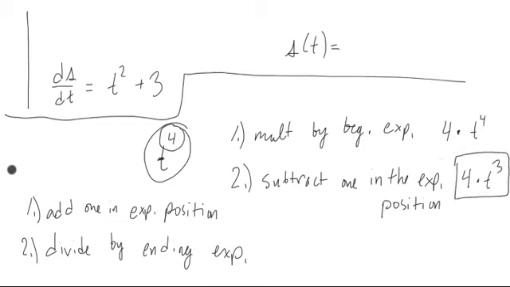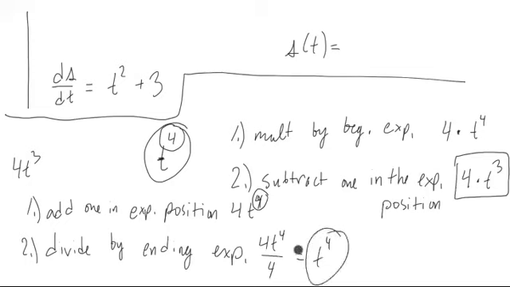Now let's suppose that we start now with 4t cubed and try to work backwards. And we want to reverse these steps. So notice I reversed them, and the way I did it is I reversed the order and I reversed what was happening in each step. So instead of subtract 1 in the exponent position, first we start by adding 1 in the exponent position. So starting with 4t cubed, we then have 4t to the fourth. Then the next step is to divide by the ending exponent. The ending exponent is 4, so we divide by it. So 4t to the fourth divided by 4 is equal to t to the fourth, which is what we wanted.